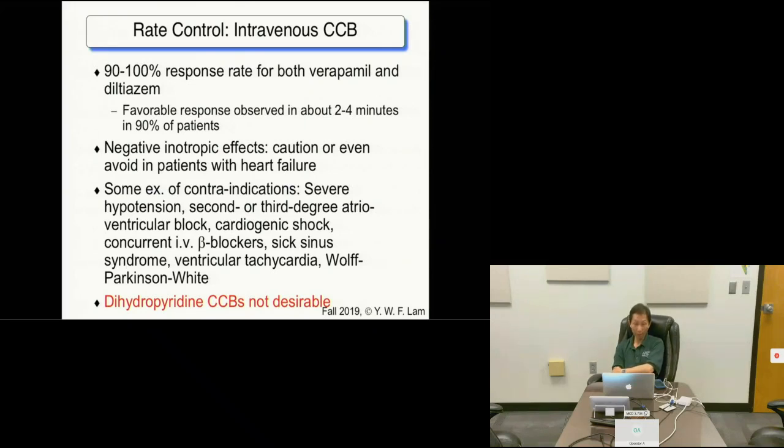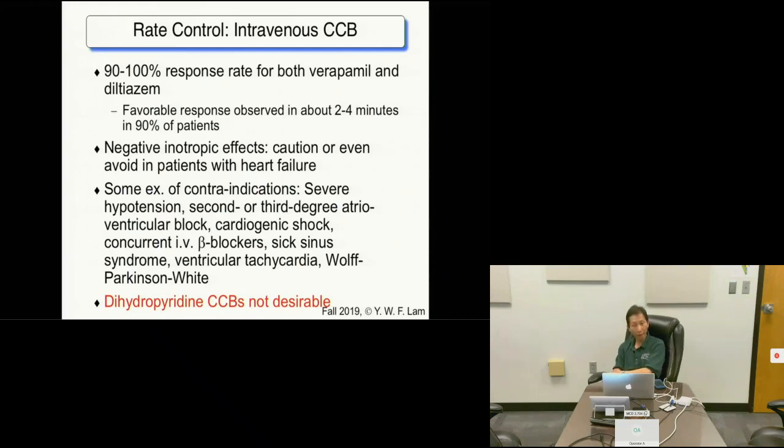Cardiogenic shock, obviously, because of the negative inotropic effect of the calcium channel blocker. Concurrent intravenous beta blocker, because of the additive hypotensive effect. So those are some of the examples that I want you to keep in mind, and more importantly, why that is the case.